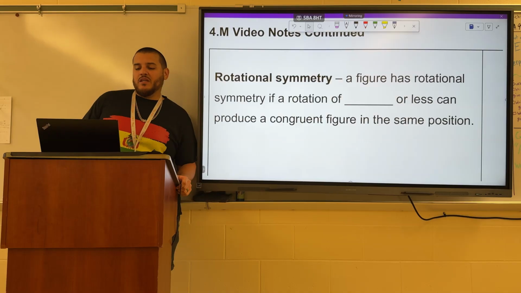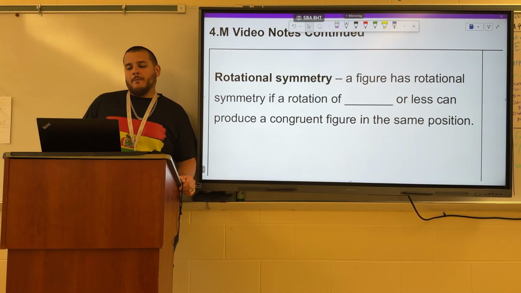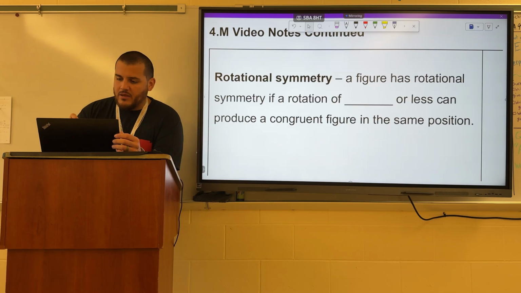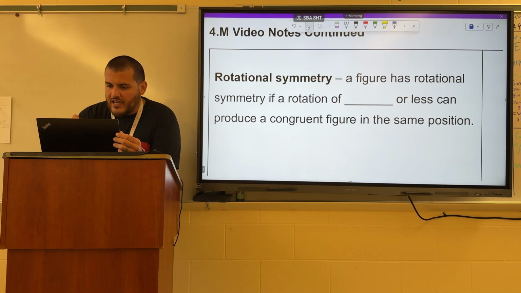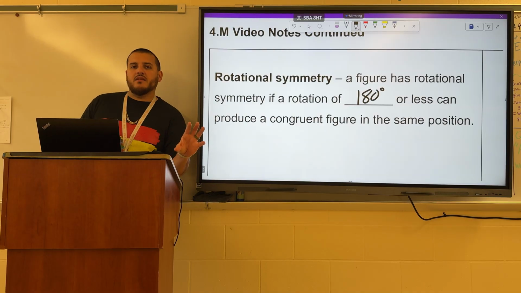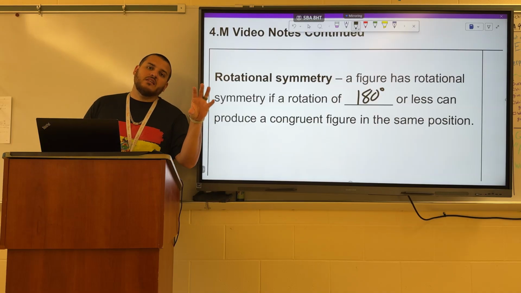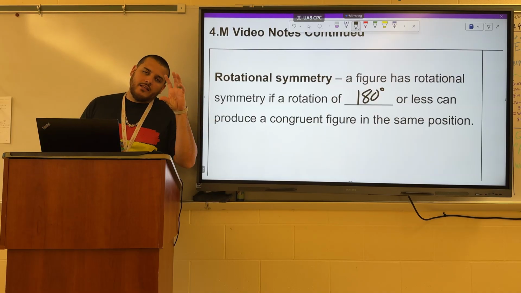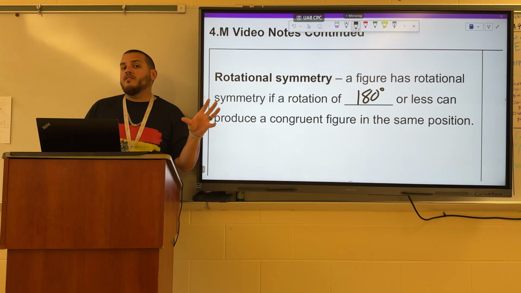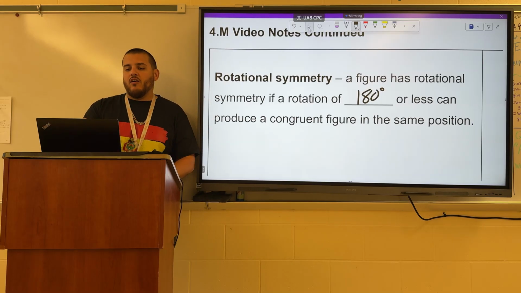Another miscellaneous thing we need to know about here in this unit is rotational symmetry. So this is when a figure can be rotated 180 degrees or less and still look exactly the same as it did before you rotated it. Meaning that if it's fixed in the same position, you'll get the exact same figure. It'll appear that you haven't moved it at all.